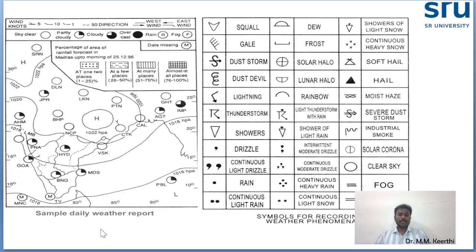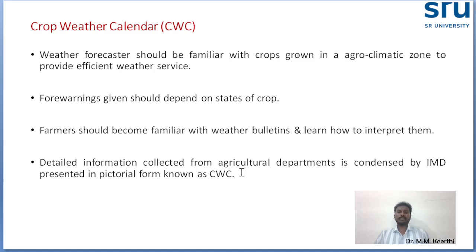So these are some of the weather code symbols. You see, a dot means rain. Two dots means continuous light rain. So these are some of the examples. Okay, this is the synoptic chart.